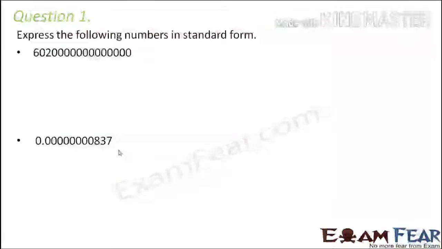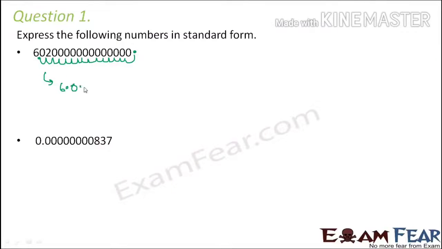Express the following numbers in standard form. So here you have a big number. Where is your decimal point right now? It's here. We need to shift this decimal point all through these places to reach the point where you get a decimal number less than 10. So we shift it somewhere here so that it becomes 6.02 into 10 to the power. How many jumps? 1, 2, 3, 4, 5, 6, 7, 8, 9, 10, 11, 12, 13, 14, 15. So this is 10 to the power 15. So 6.02 into 10 to the power 15.